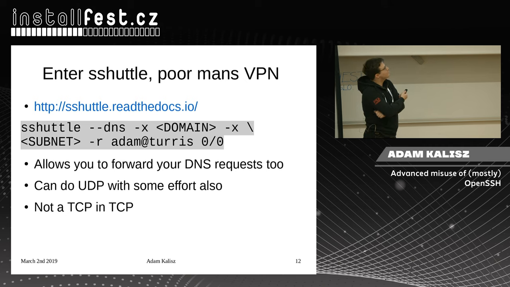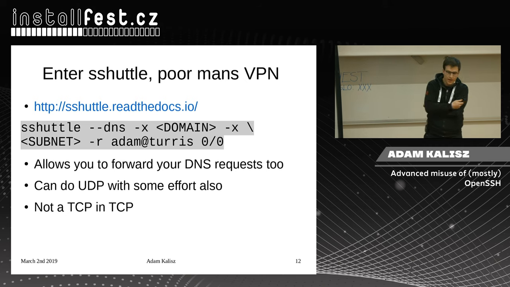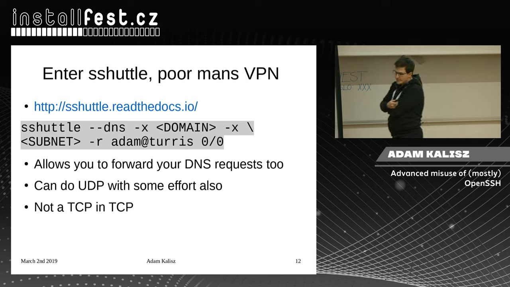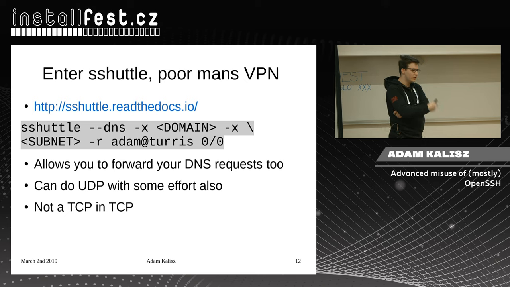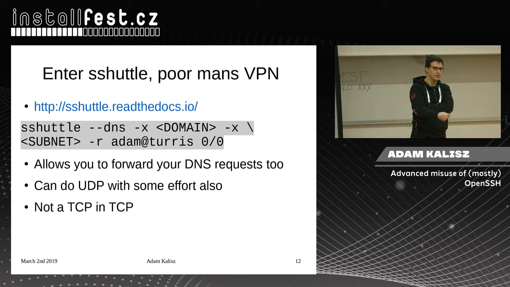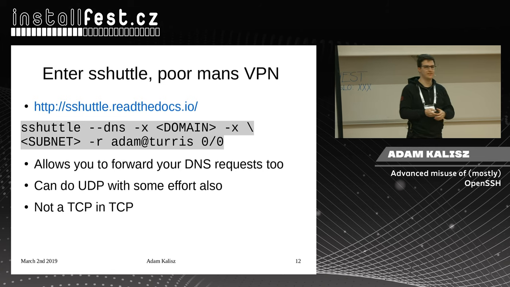So I discovered this software, sshuttle, and you can use it in such a way that it locally installs a module in your iptables or any firewall you use, and then creates a tunnel to the remote machine over SSH, and there also implements something in the firewall.